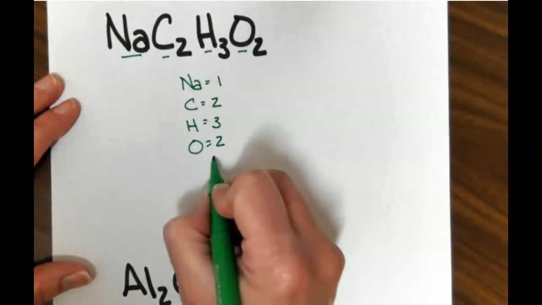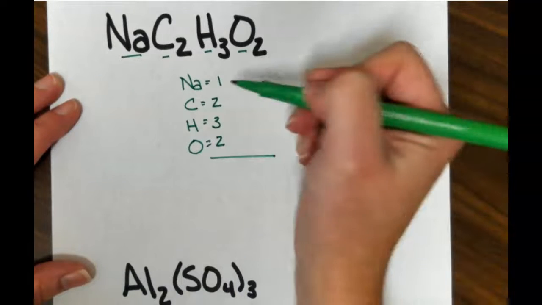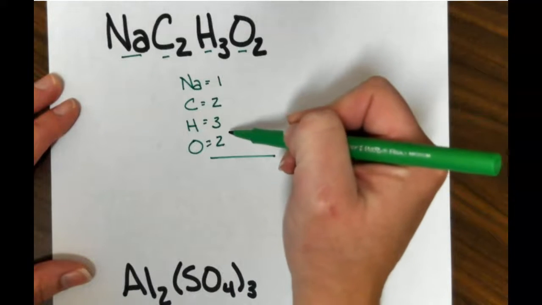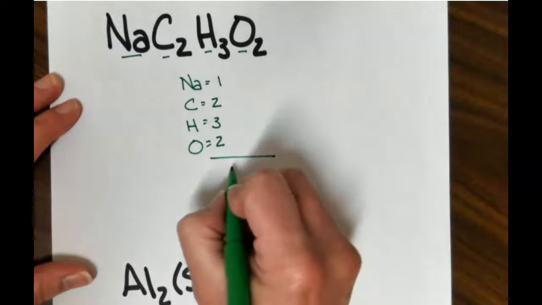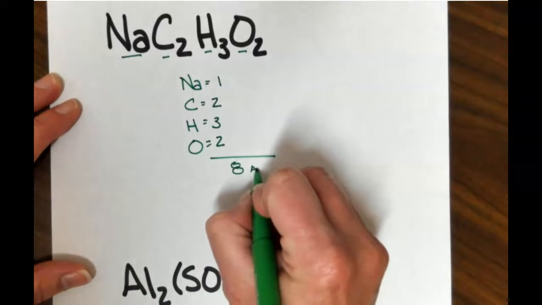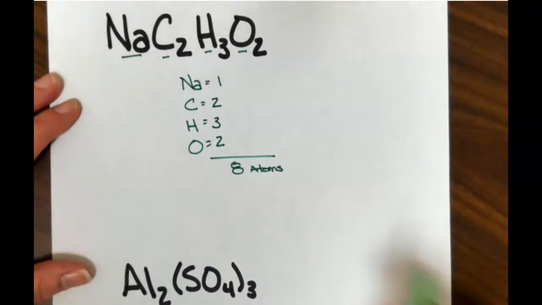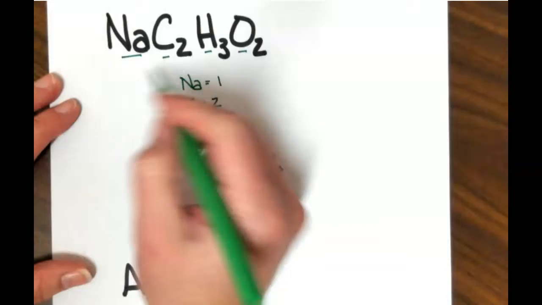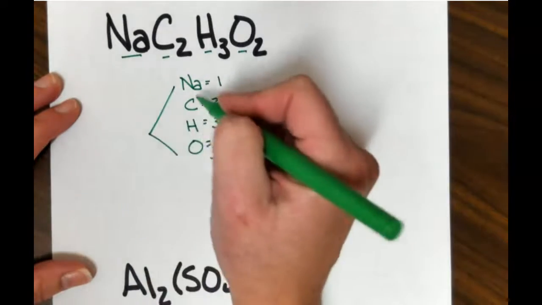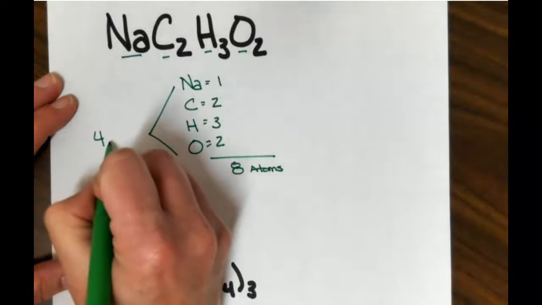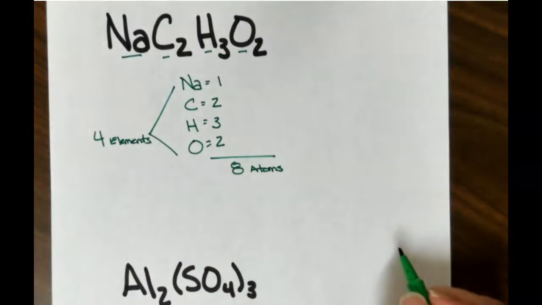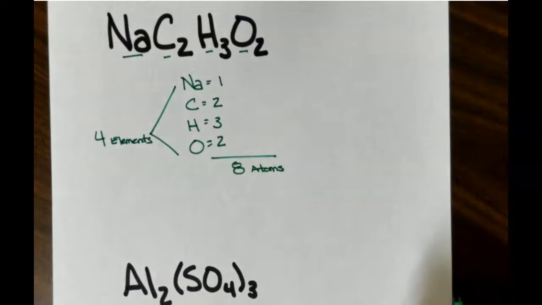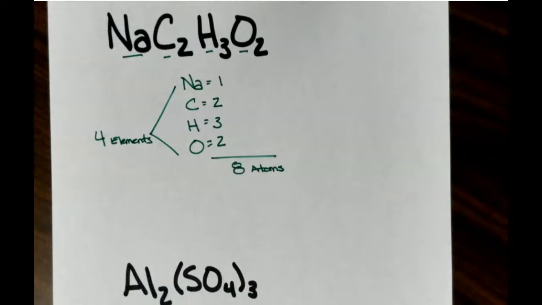If I'm asked for my total, if we add them up, 1 plus 2 plus 3 plus 2, we have a total of 8 atoms. Now remember, I could also ask you how many elements. If we look, 1, 2, 3, 4, we have 4 elements. Okay. So if there are no parentheses, you are just looking at the subscripts. Right. So let's look at our next one.